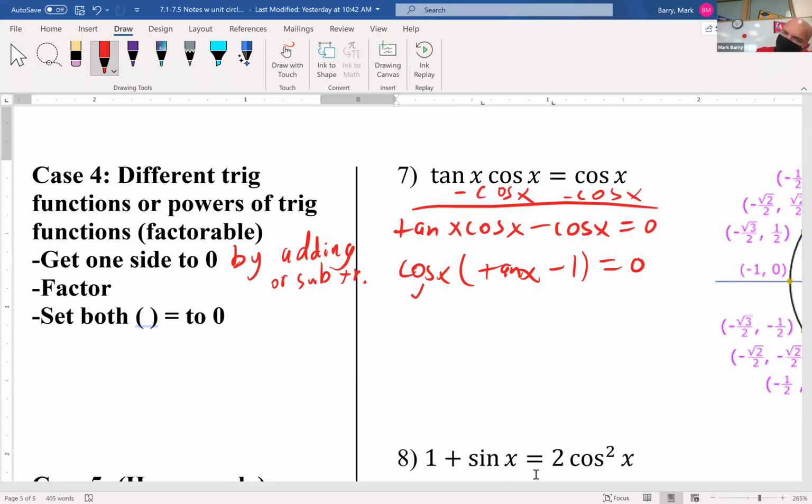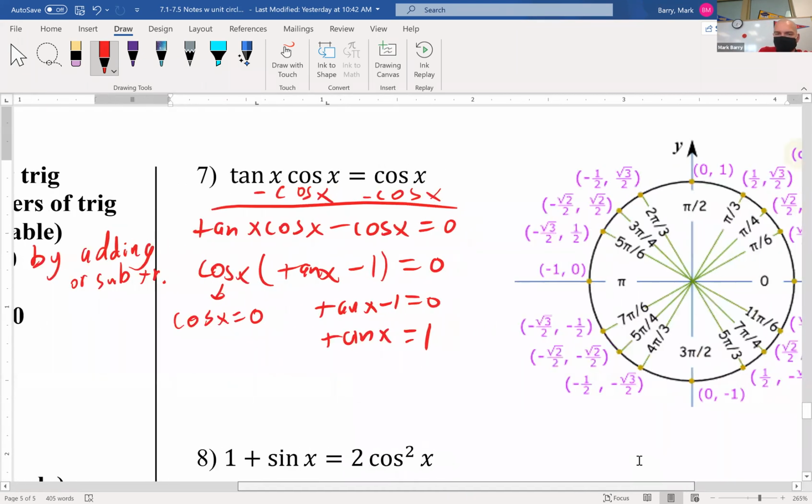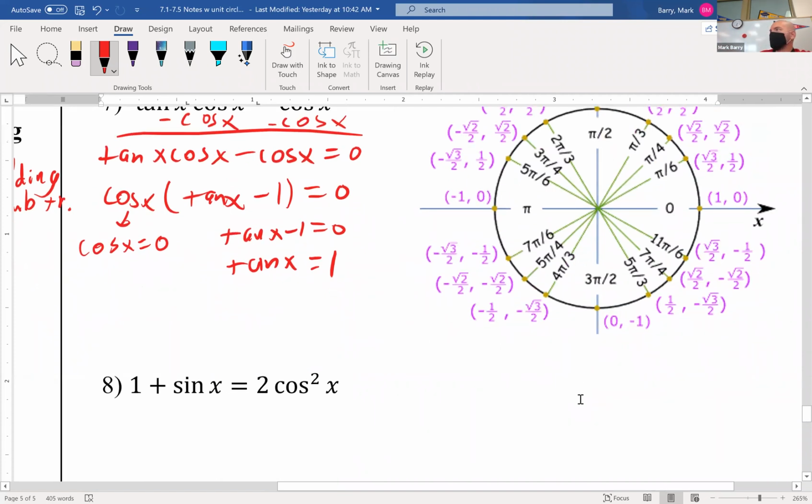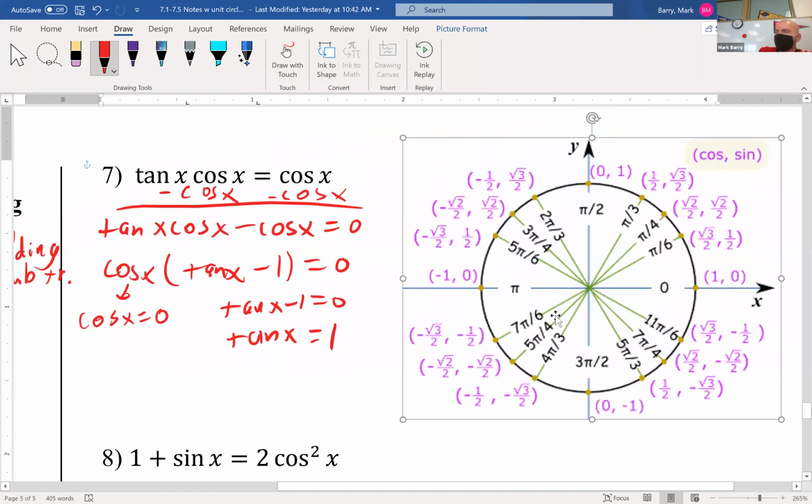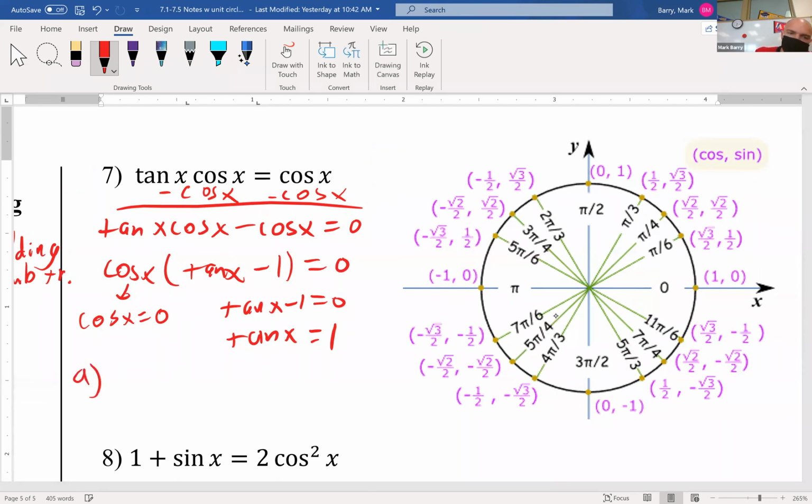All right, so now I'm ready to split these up, set them equal to 0 individually and solve. So cosine x equals 0, it's already solved. Tan x equals 1. I solved that from tan x minus 1 equals 0, okay? So now we've isolated our trig functions, and as you can see, I'm setting up my unit circle because I'm about ready to go to the unit circle and answer part A here.